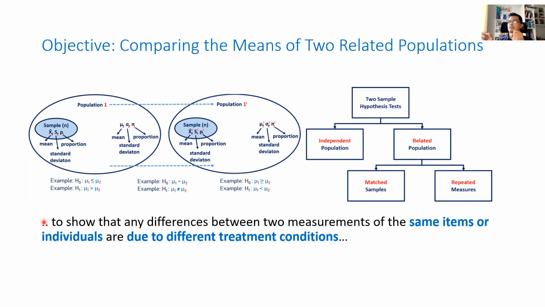with a different measurement time. Usually it's before and after treatment. So the related population can be the same items or individuals, or due to different treatment or condition. I've explained it in the previous video, right?